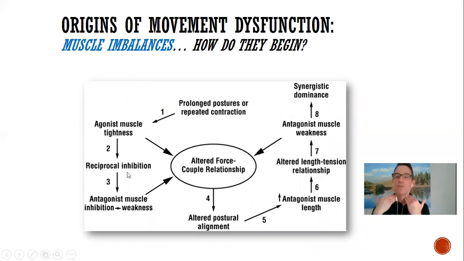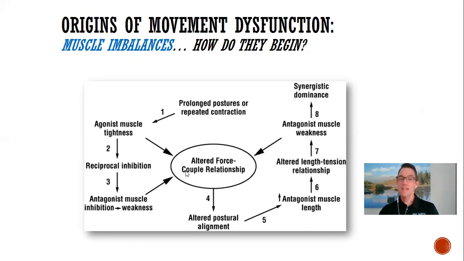So tight, dominant, overactive neck flexors in the forward flexed position lead to weak and inhibited extensors. When these flexors are activated, by definition, the spinal cord inhibits the extensor muscles, right? And those become lengthened and weakened and inhibited, okay? So that's the antagonist muscle inhibition and weakness. This alters normal force-couple relationships and pulls posture out of alignment. So muscle imbalance leads to postural malalignment. Got it.